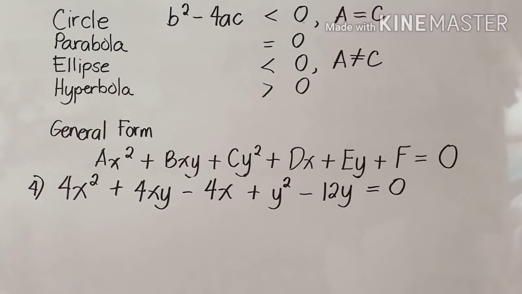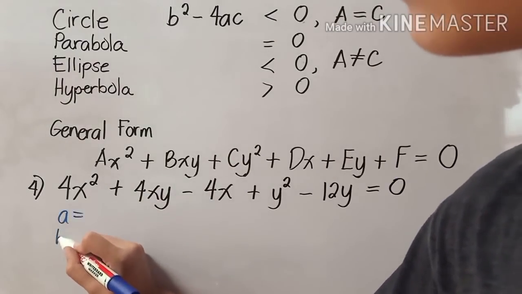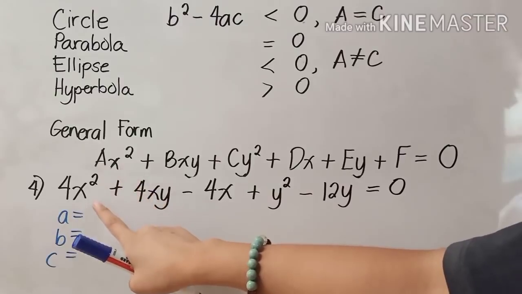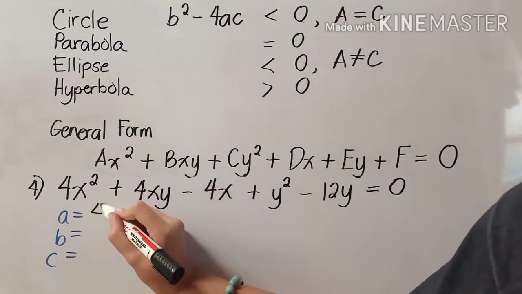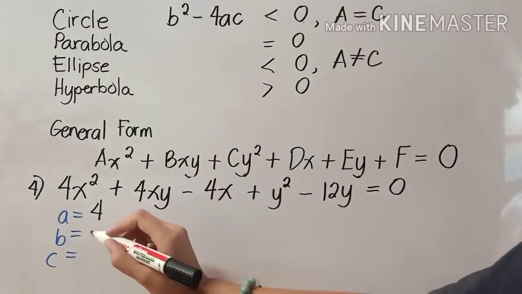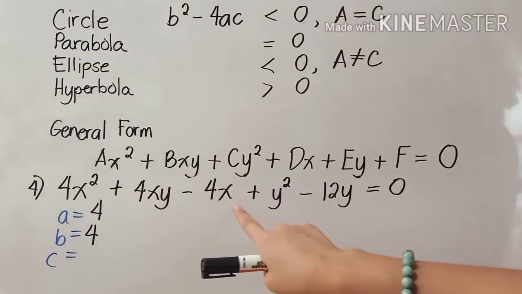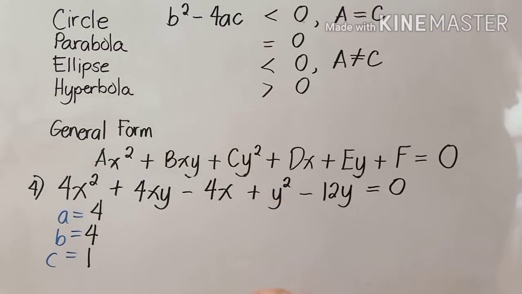Our last example is 4x squared plus 4xy minus 4x plus y squared minus 12y is equal to 0. Again, we will get the values of a, b, and c. In our general form, x squared is beside a, therefore our a here is equal to 4. Our b is beside xy. In our given, 4 is beside xy, so b is 4. C is beside y squared, and here there's no number, so automatically it's 1.